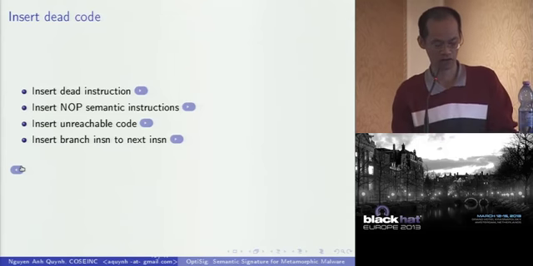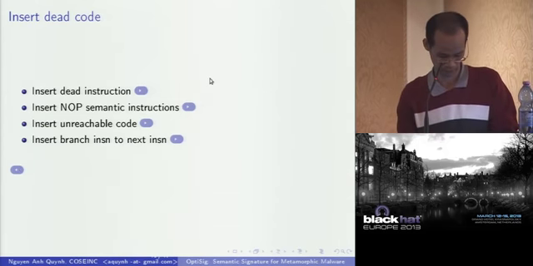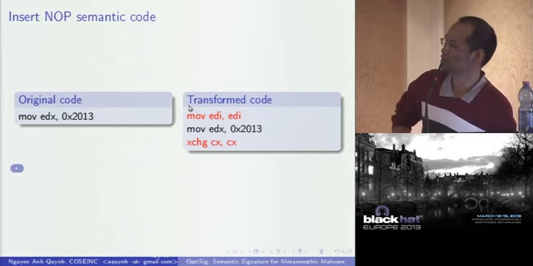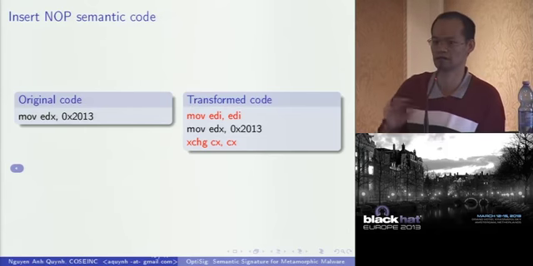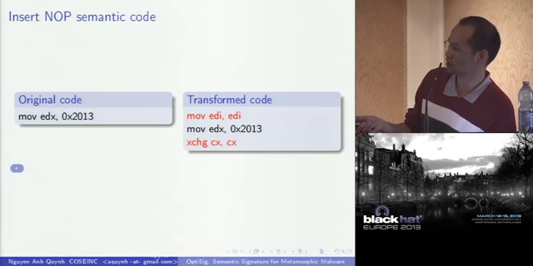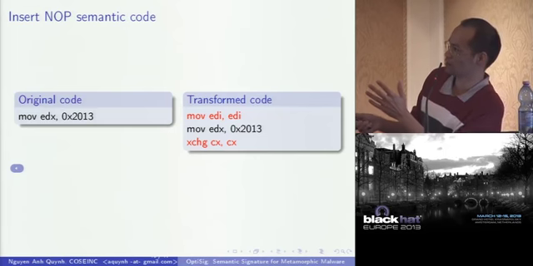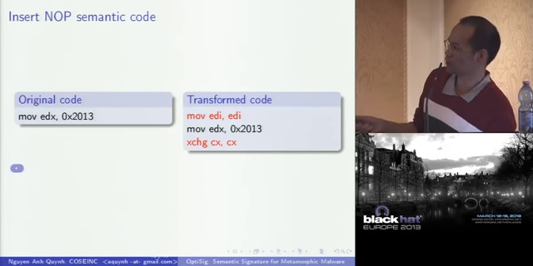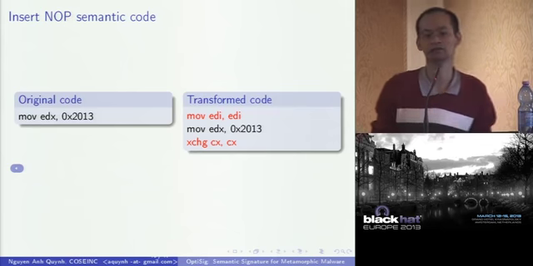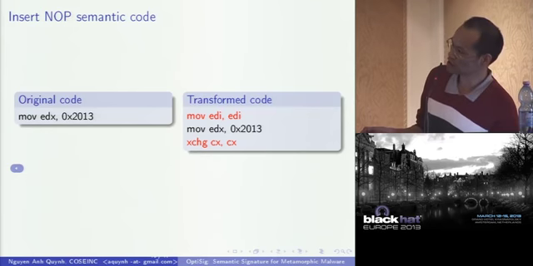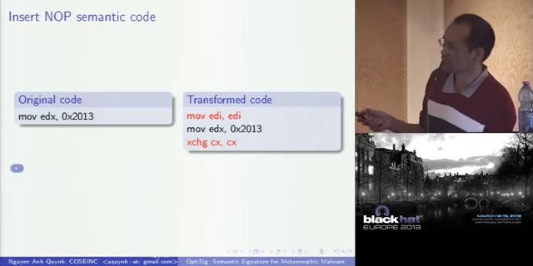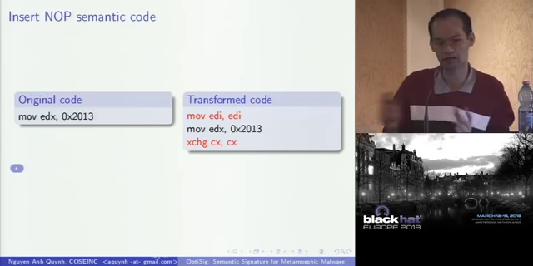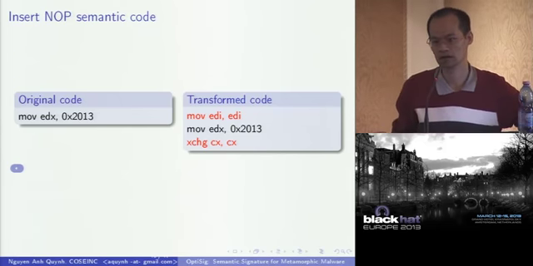Another method is insert no-operation semantic instruction. The idea is that when the malware transforms the code, it inserts some code that actually does nothing. Here, the original code is on the left side, and when the malware transforms it, it inserts two instructions, one before and one after. You can see that move from EDI to EDI does nothing, right? Exchange CX with CX does nothing. Exchanging one register with itself. So you can see that the left code and the right code look very different, but they do the same thing, right?